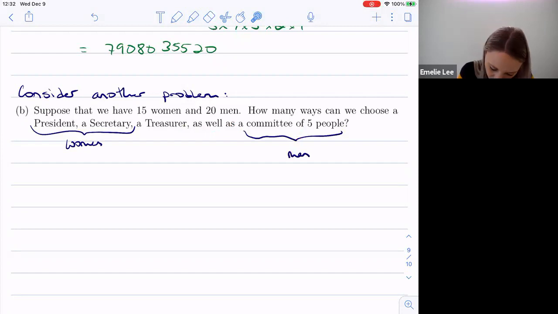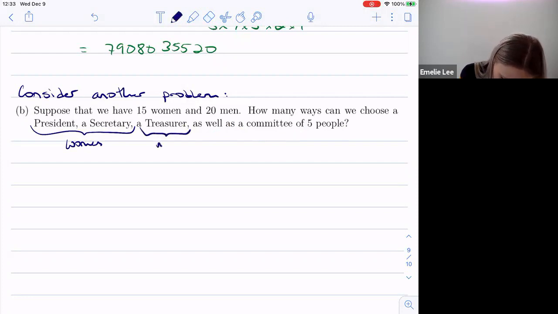So I'm going to change it to something more reasonable, something that I would expect you to be able to do. Let's change it so the treasurer has to be a man, and then the committee of 5 people. That's something I would expect you to do.